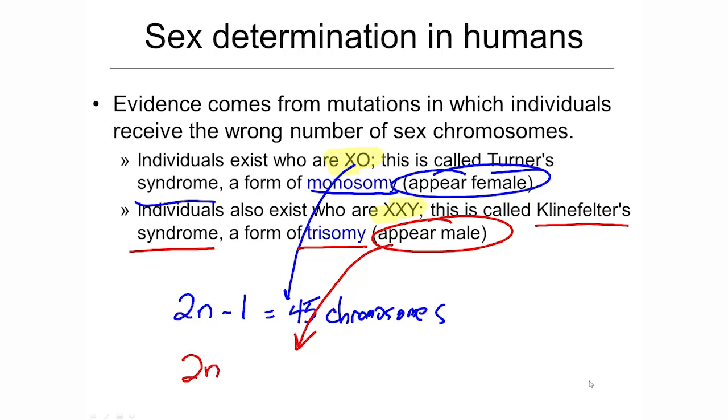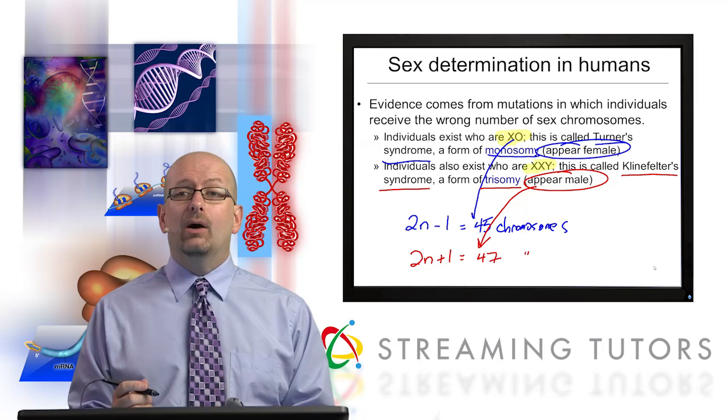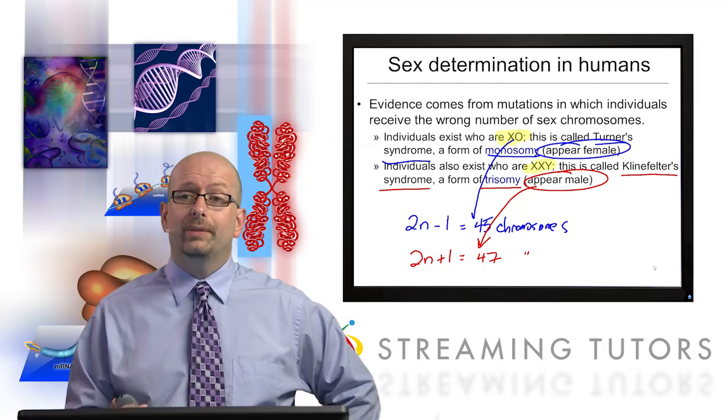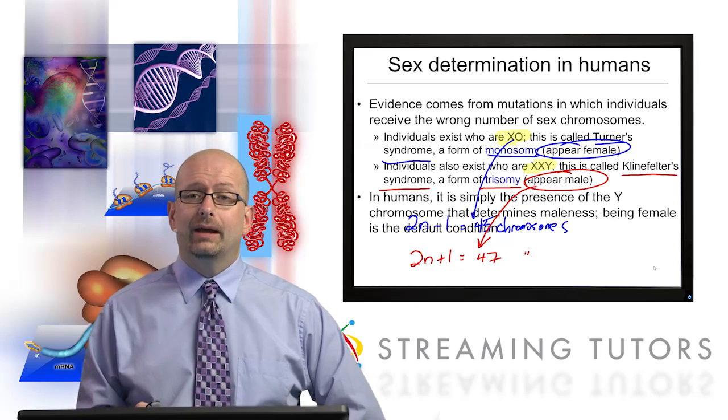Just to do this again, because it's a good habit and it's a good thing to understand, if you are trisomic for one pair of chromosomes, meaning you're supposed to have two but you have three for that particular chromosome, we end up with 2n plus 1, and individuals like that have 47 total chromosomes. Okay? Now, we see that we pretty much have the answer to our question here.